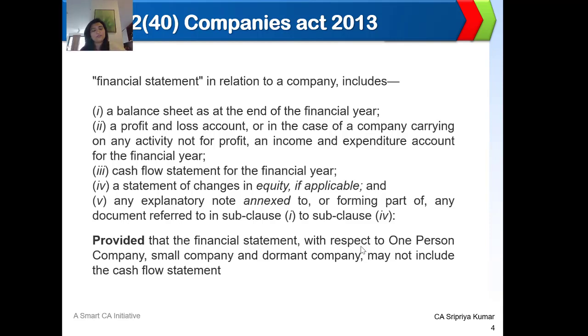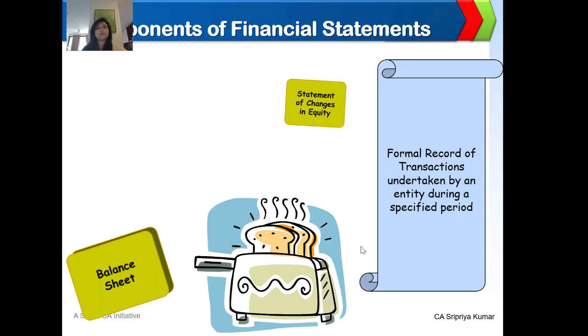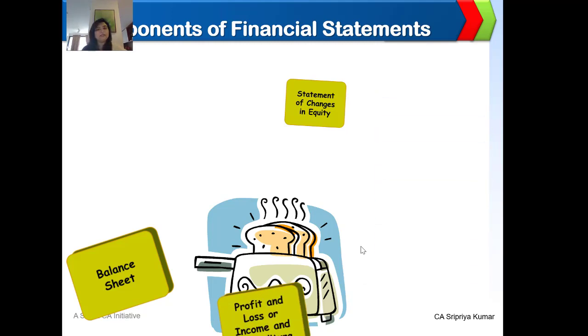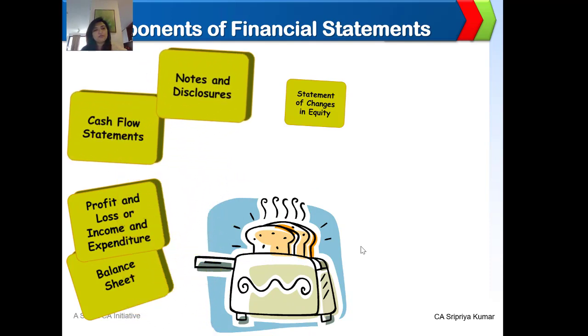However, the Companies Act 2013 also provides an exemption for one-person companies, small companies and dormant companies, where they do not have to prepare and present a cash flow statement as part of their financial statements. So this summarizes for you what's a financial statement. Just in terms of a recap, a financial statement is nothing but a formal record of transactions which are undertaken by an entity during a specified period. It comprises of a balance sheet, a profit and loss account or an income and expenditure account, cash flow statement, notes and disclosures, and of course the statement of changes in equity where and if applicable.